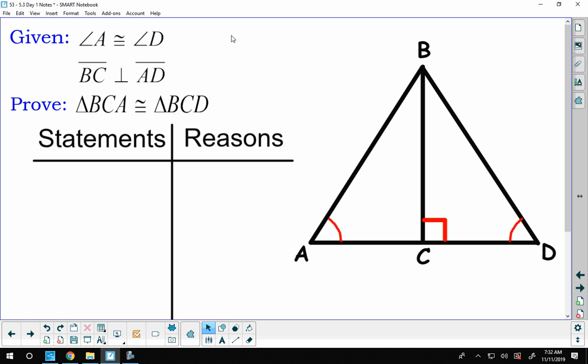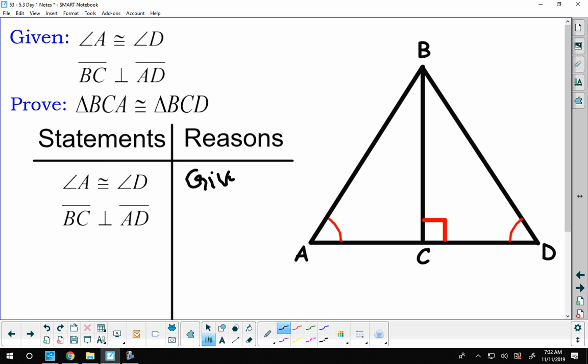Again, copy down your givens. And these are sort of already marked for us in the picture. So this is a given. This is a given. So angle A is marked congruent to angle D with 1 tick mark. And the next piece of information is that segment BC is perpendicular to segment AD. So they have one 90-degree angle marked in the picture.